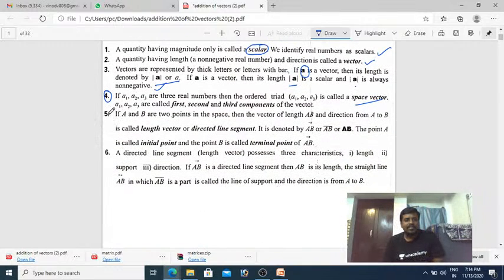Next, the fifth one: if A and B are two points in this space, then the vector of length AB and direction from A to B is called a line vector or directed line segment. It is denoted by AB, AB bar, or thick letters A and B. The point A is called the initial point and the point B is called the terminal point of AB bar.